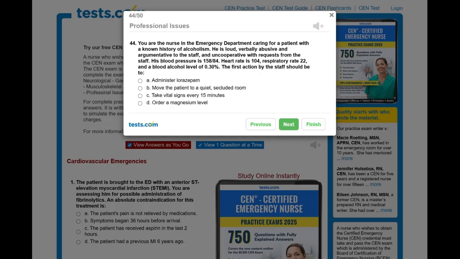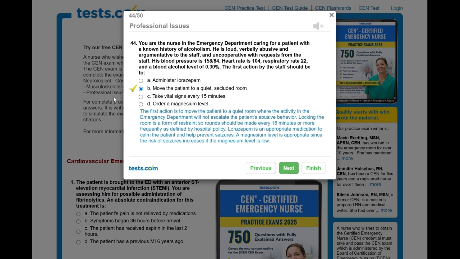Professional issues. Question 44. You are the nurse in the emergency department caring for a patient with a known history of alcoholism. He is loud, verbally abusive, and argumentative to the staff, and uncooperative with requests from the staff. His blood pressure is 158/84, heart rate is 104, respiratory rate 22, and a blood alcohol level of 0.3%. The first action by the staff should be to A. Administer lorazepam. B. Move the patient to a quiet, secluded room. C. Take vital signs every 15 minutes. D. Order a magnesium level.